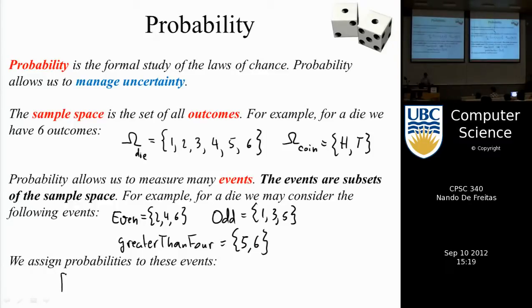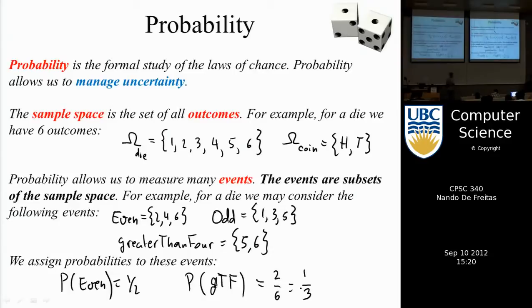To each event, we can assign a probability. For example, the probability of even is equal to a half. The probability of greater than 4 is just 2 over 6, which is 1/3, and so on. So that's essentially part of this lecture, about setting up the language and the notation right, so that when I talk about events, we know what we're talking about.